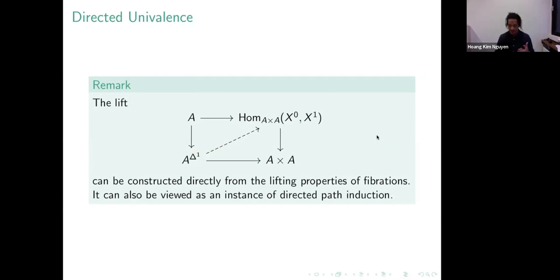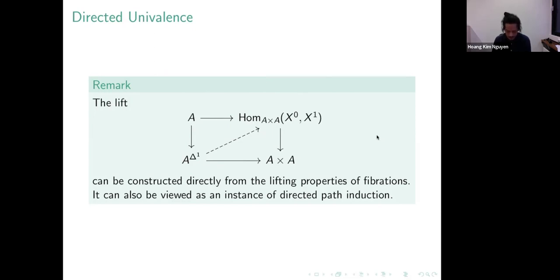And in this case, what this says is that whenever you have a two-sided fibration, and you are given a map on the identities, then you can always lift this to a map on all morphisms. So that's how I'd like to think about directed path induction.